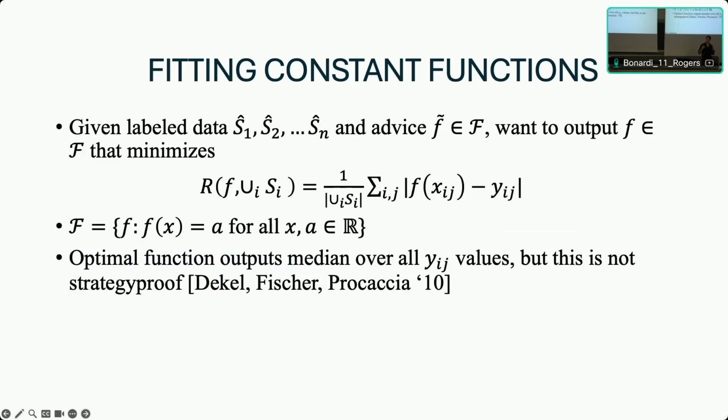I will spend most of this talk on our regression results, specifically fitting a constant function, which I know you think should be a very easy task. However, what we will see is that by requiring strategy proofness, even fitting a constant function becomes a pretty difficult task. As I said before, our goal is to minimize the risk of our mechanism. In this case, it's going to be the average absolute loss. And of course, we have to pick a constant function. We know that the optimal function is just going to output the median of the labelings. But this isn't strategy proof.